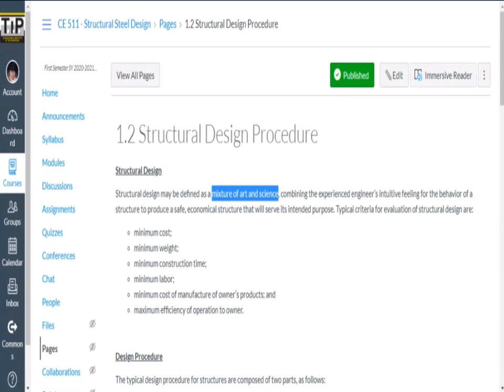Now, although we do not really double match with that aspect, it's more of architecture than structural design. Okay, we are more on the sciences, although we also consider this a bit. We consider art a bit. Combining the experienced engineer's intuitive feeling for the behavior of the structure.